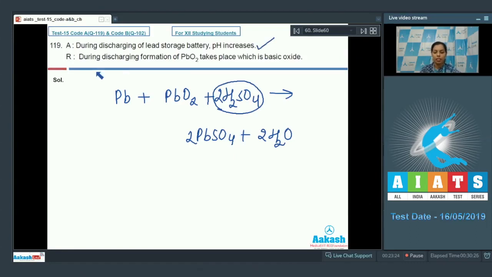After that, reason: during discharging, formation of PbO2 takes place, which is basic oxide. Actually, PbO2 is consumed during this process, not its formation. That's why this reason is the incorrect statement, and the answer that I can choose for this question is option 3, in which assertion is correct, reason is false.